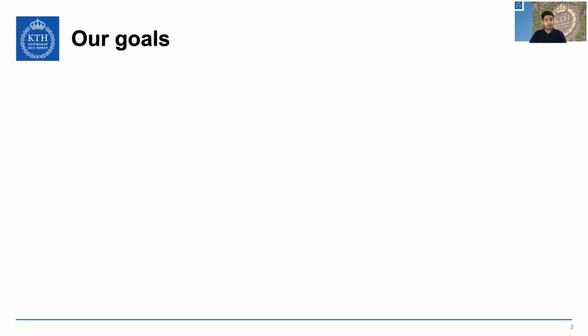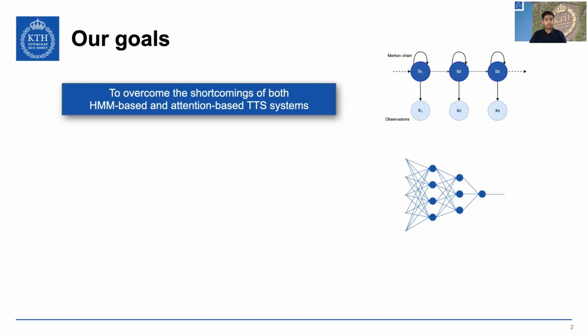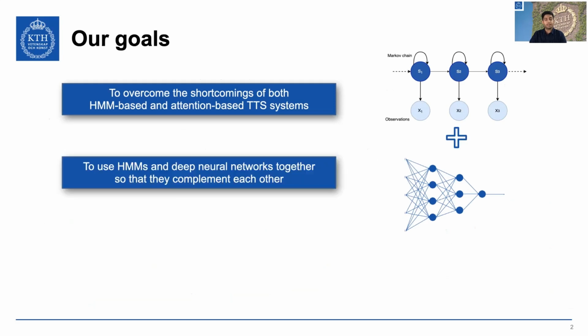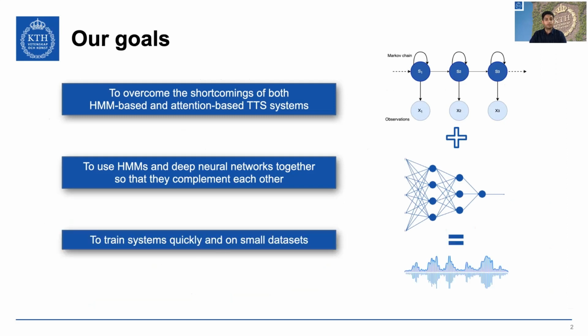Our primary goals are to overcome the shortcomings of both HMMs and attention in TTS systems, to use HMMs and deep neural networks together in a way that they complement each other to get the best of both worlds, and to provide a framework for faster iterations and training on small datasets when developing speech synthesizers.